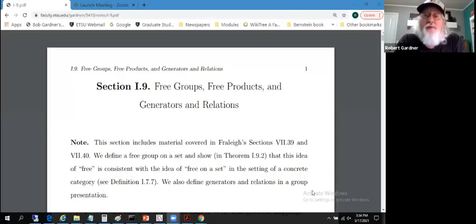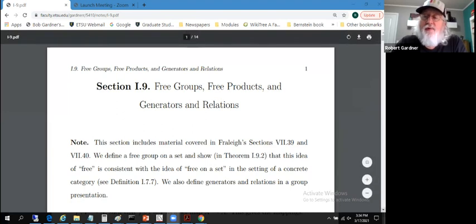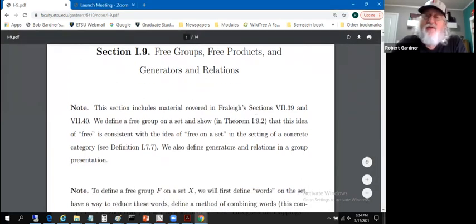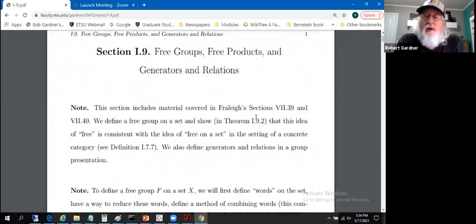So let's wrap up chapter 1 with section 1.9, free groups, free products, and generators and relations. The material here is also covered in the Fraley book, the senior level book, in sections 39 and 40. We'll mention in passing some of the notation they use there and how it contrasts with the way we're approaching it here. The approaches are basically the same. The notation's a little bit different.